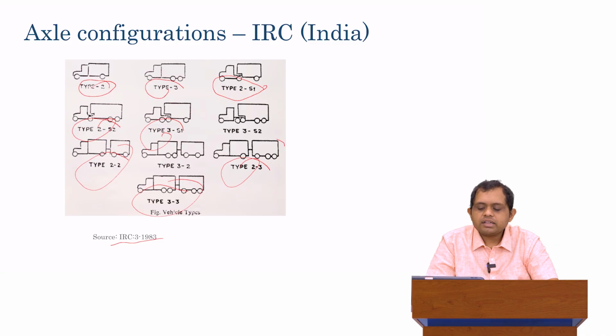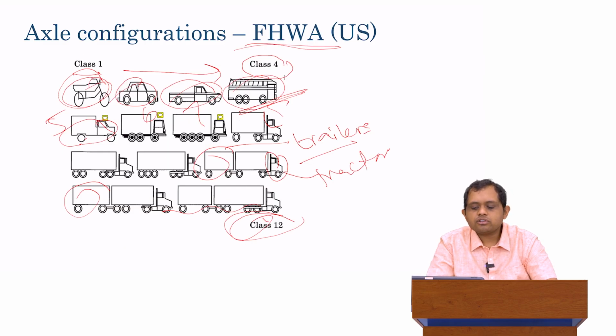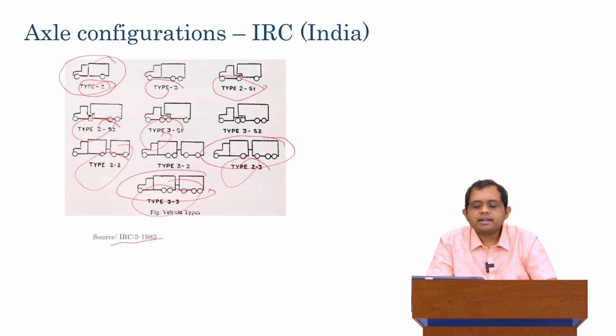So for example, you'll see this is a multi-axle truck. This is also a multi-axle truck. This is a multi-trailer, multi-axle truck. This is a 2-axle truck without a trailer. So we do have these different configurations, whether in the US based on the FHWA classification, class 1 to class 12, or in India, type 2, type 3, and their subclassifications thereof. We have these different types of configurations.